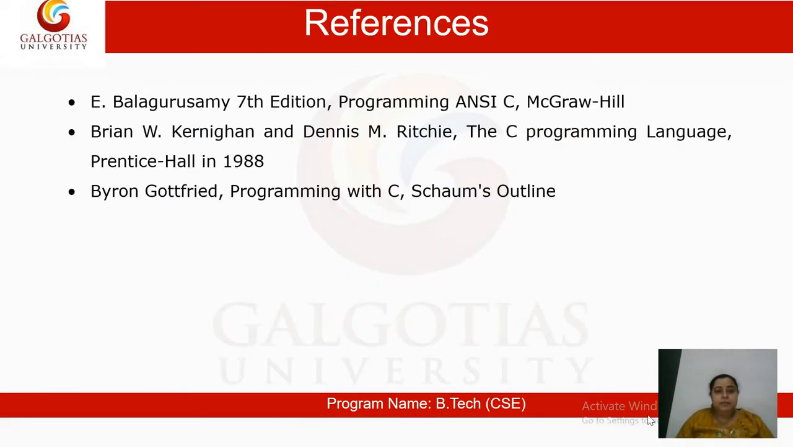Let's summarize. There are two types of languages that we have: low-level languages and high-level languages. High-level languages are C, C++, and they are portable. They are not machine dependent. Low-level languages are assembly-level language and machine code. Both of them are machine dependent. That means if we change the processor, we need to change the code also.